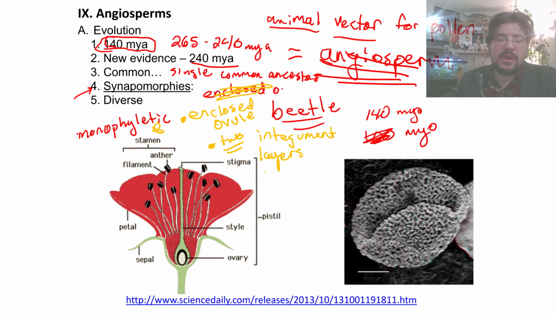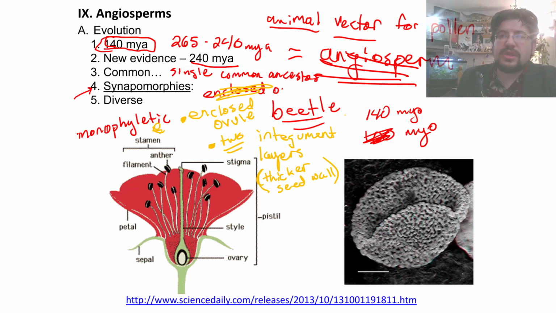Now, two integument layers means we get a much thicker, more protective seed wall. Remember, it's the integument that becomes the seed wall. So two integument layers, which means we get a thicker, more protective seed wall. This allows angiosperms to release their seeds even in crappy conditions.